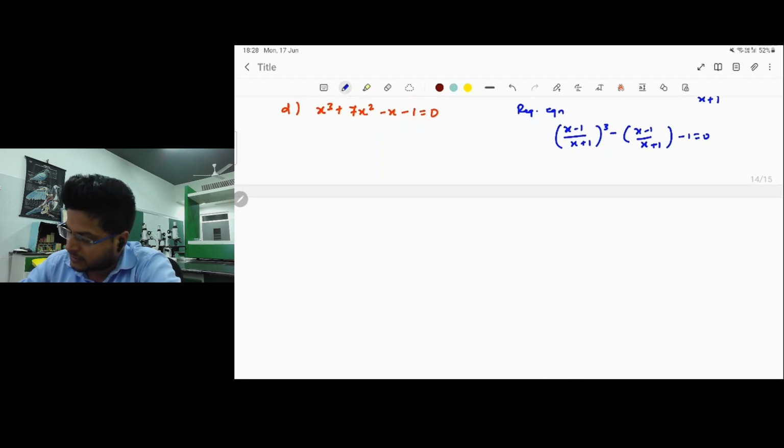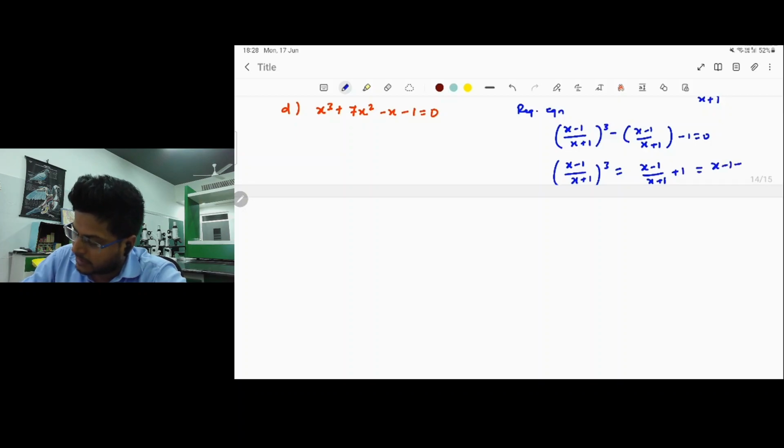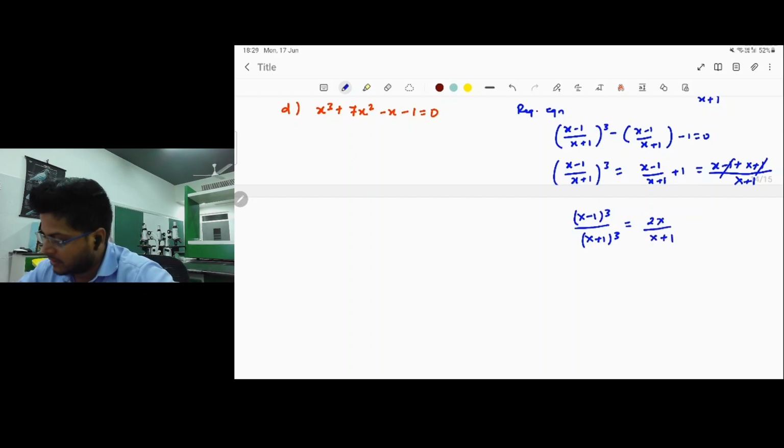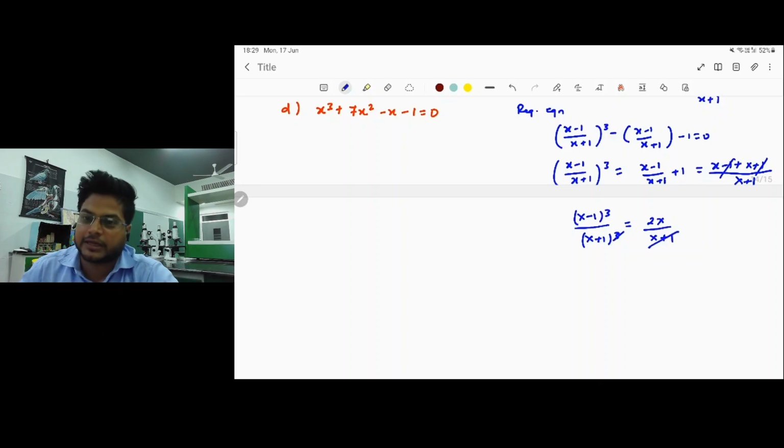What we can do is write x minus 1 by x plus 1 whole cube equals, and simplify these terms. This you can write as x minus 1 by x plus 1 plus 1. When you simplify, it is x minus 1 plus x plus 1 by x plus 1. We can see the 1 gets cancelled, and ultimately we get x minus 1 whole cube by x plus 1 whole cube equals 2x by x plus 1. Now this x plus 1 we can cancel. Think about why we can cancel it.